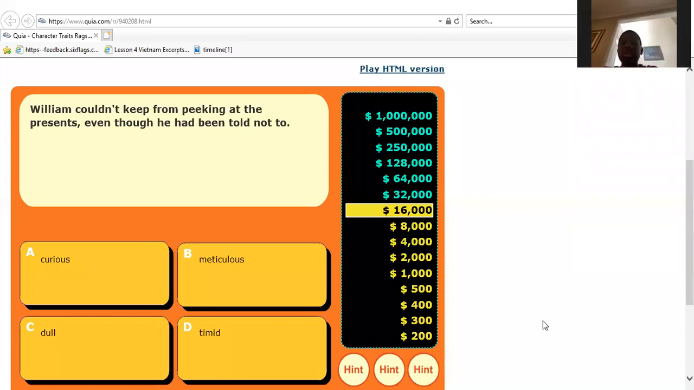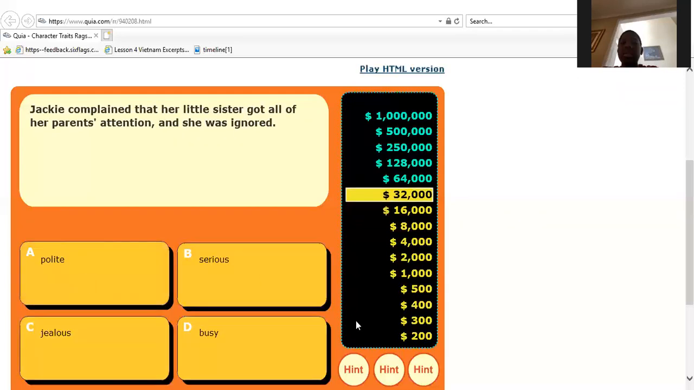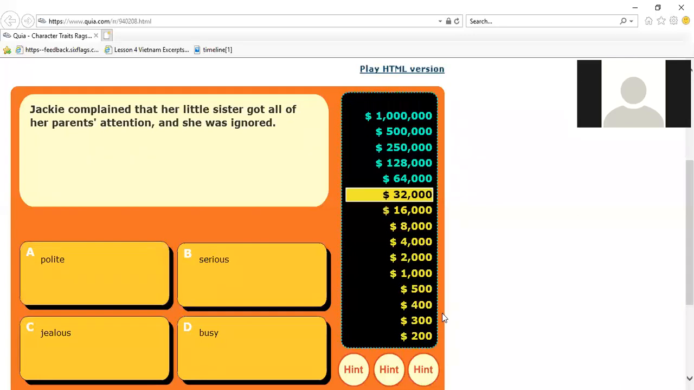Nathan, are you ready? Okay. William couldn't keep from peeking at the presents, even though he had been told not to. Is he A, curious, B, meticulous, C, dull, or D, timid? I think he's A, curious, because he cannot help himself from looking at the presents. Very good.